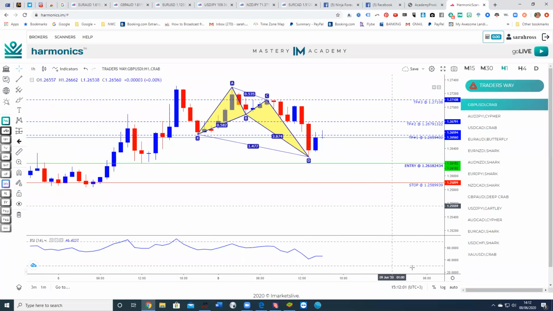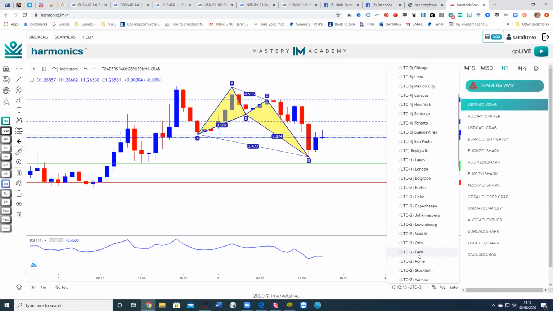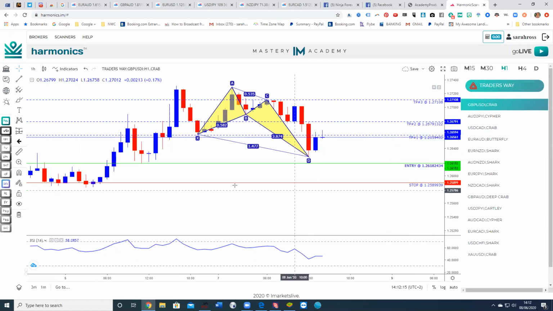Once you've done this, the fourth thing is to look bottom right to UTC, your time zone, and it needs to be set at your local time zone. I'm in Paris time, so make sure that's the same. Then you can see my vertical bar moving across the screen. You want to line it up. Make sure you have just got the correct one up here, GBPUSD Crab.